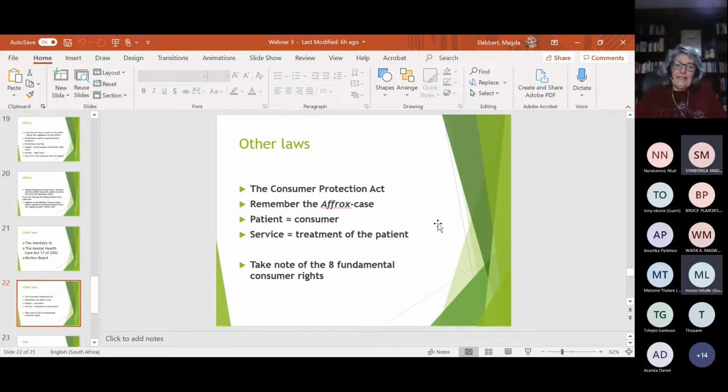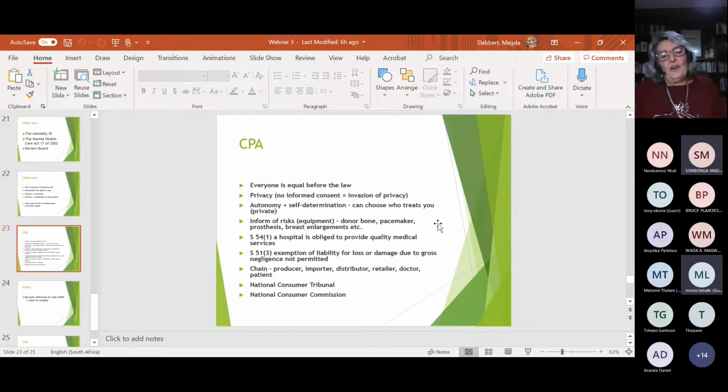Remember that a patient under the Act becomes a consumer, and the service that is provided is the treatment of the patient, and of course then the health practitioner is the service provider. Now, under the Consumer Protection Act, there are 8 fundamental consumer rights, and you will agree with me, they resemble the Constitution. Everyone is equal before the law.